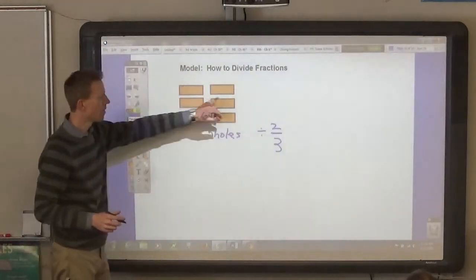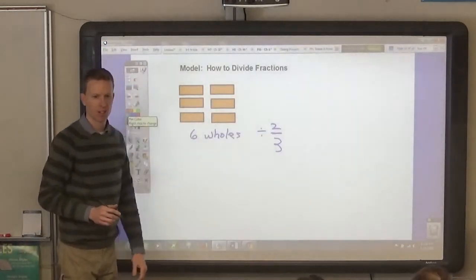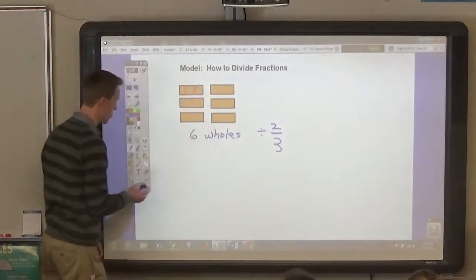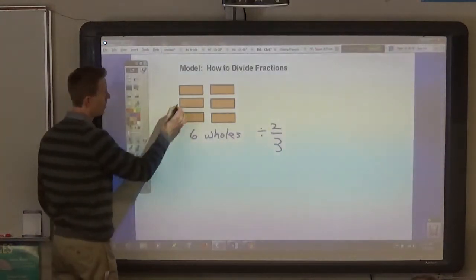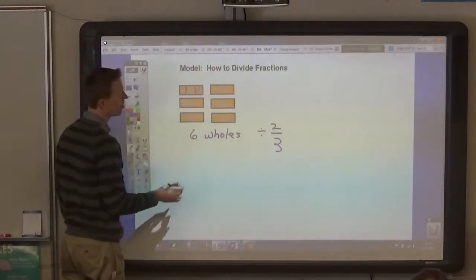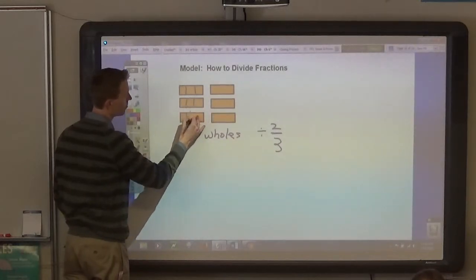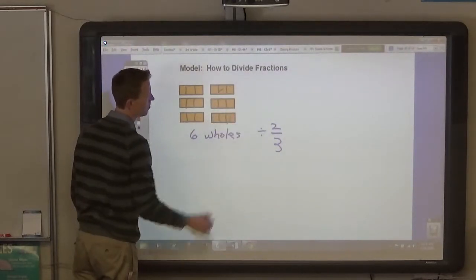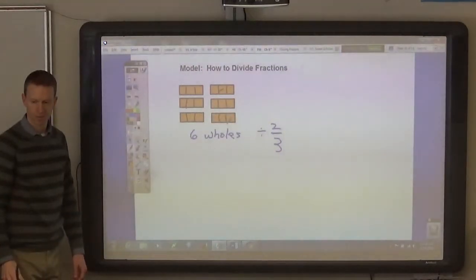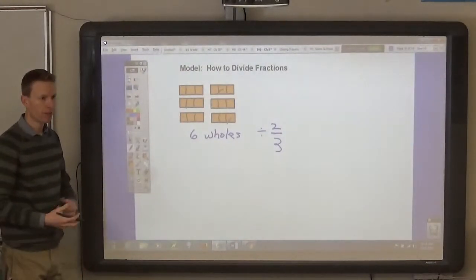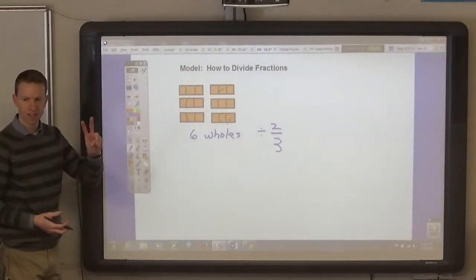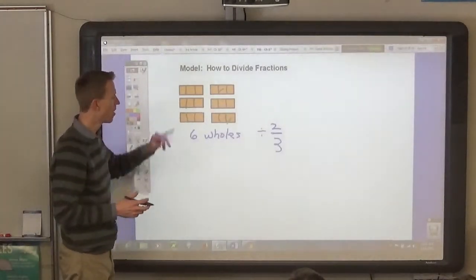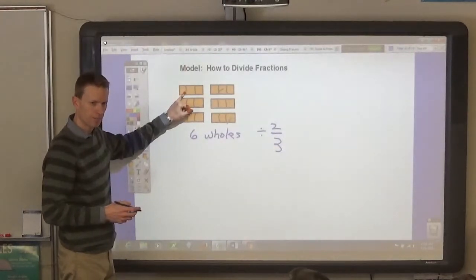First of all, we don't have this in thirds. So in your model, you would have to cut each of these pieces into thirds. Let me use a different color. We cut each of them into thirds. Now we can group them by 2/3. Okay? So we can make groups that are 2/3.